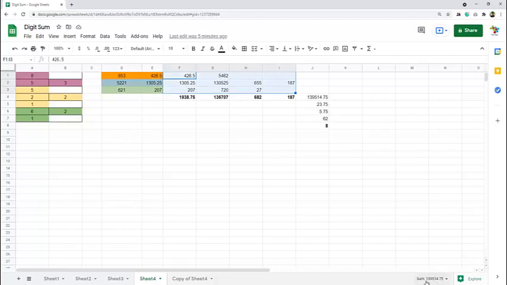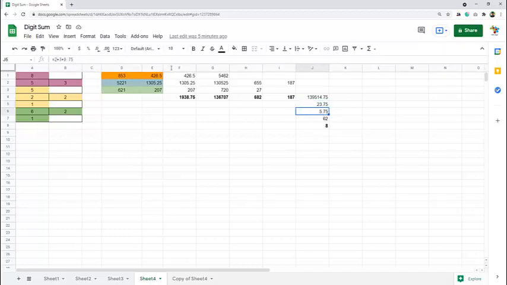139,514.75. You can see, if I select all these numbers, the sum of all these numbers is this, and this number is the same. Now we are going to take the digit sum of this number. So 1 plus 3 plus 9 plus 5 plus 1 plus 4 plus 0.75. The answer came is 23.75.